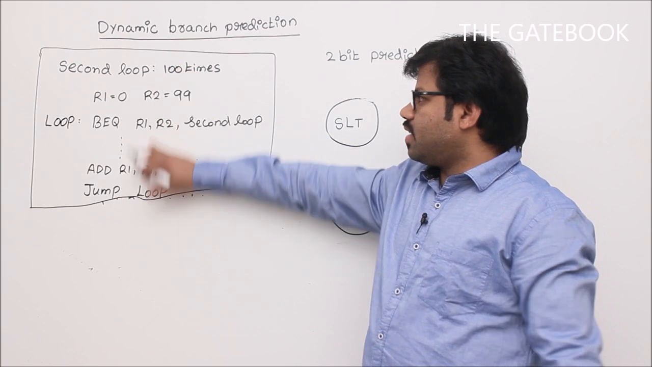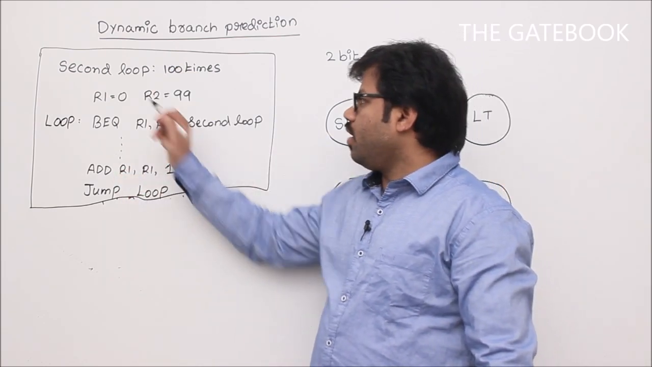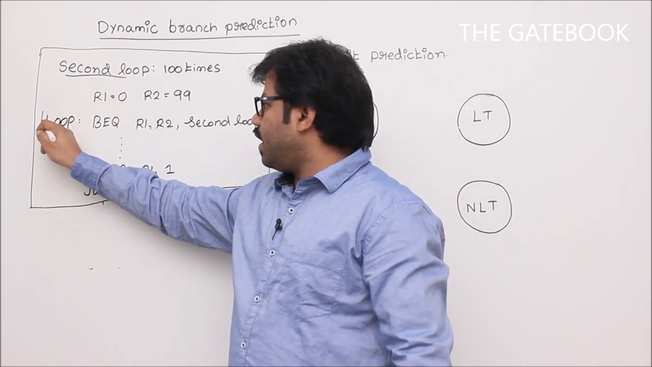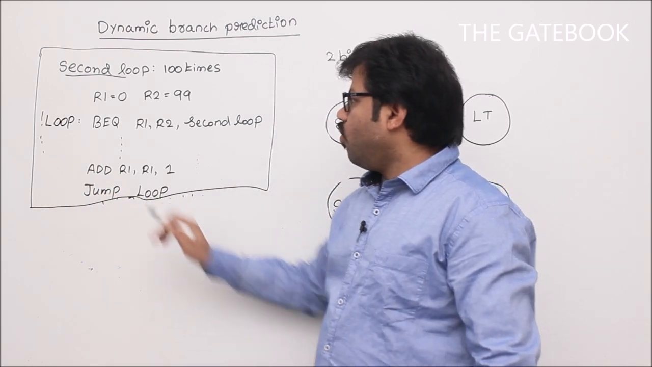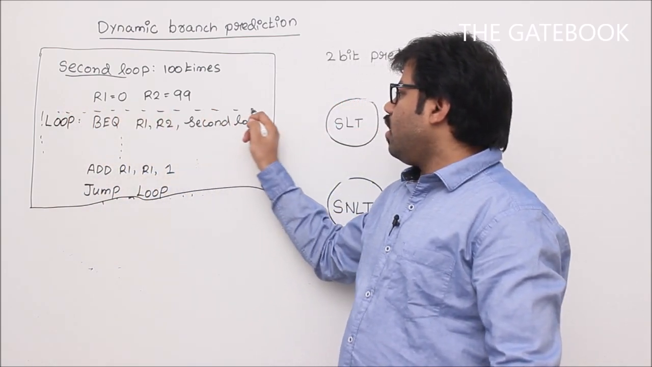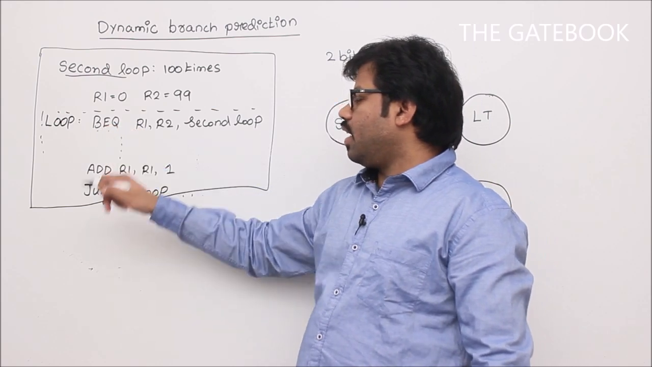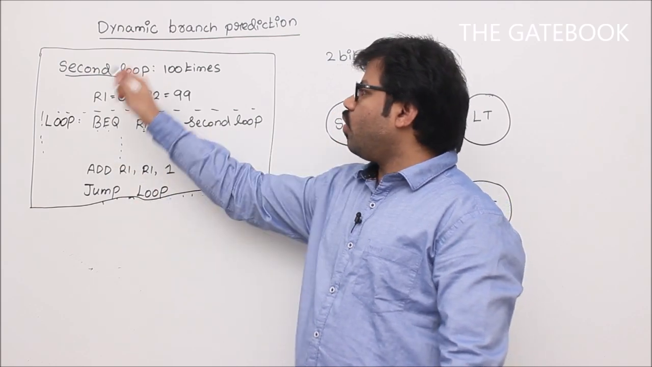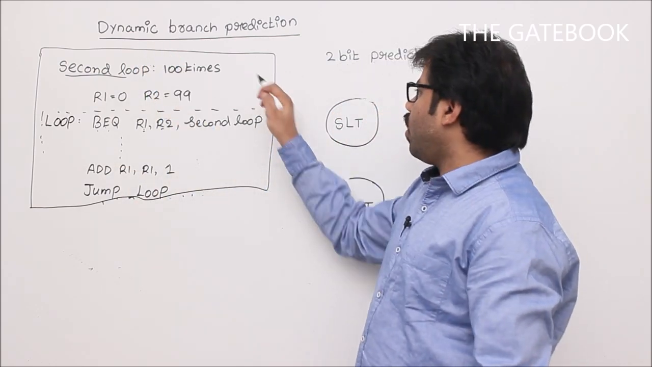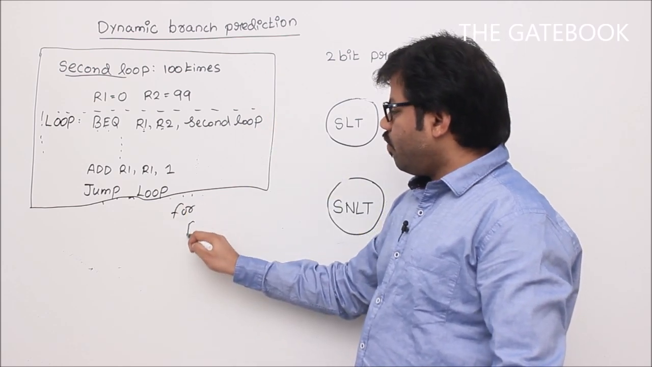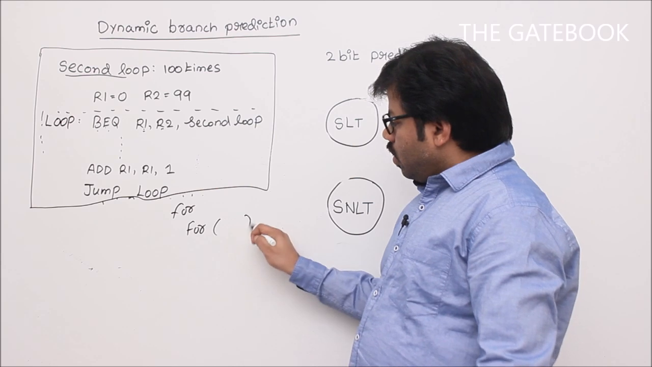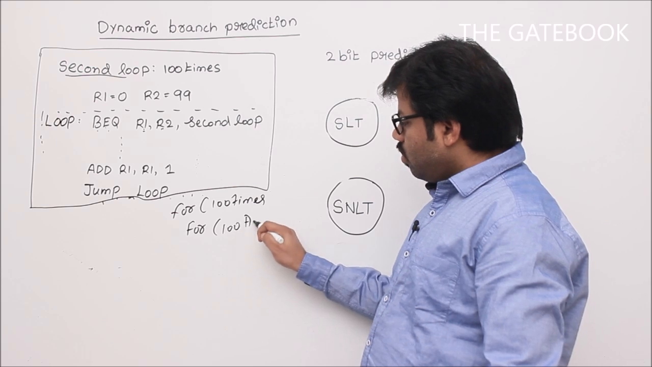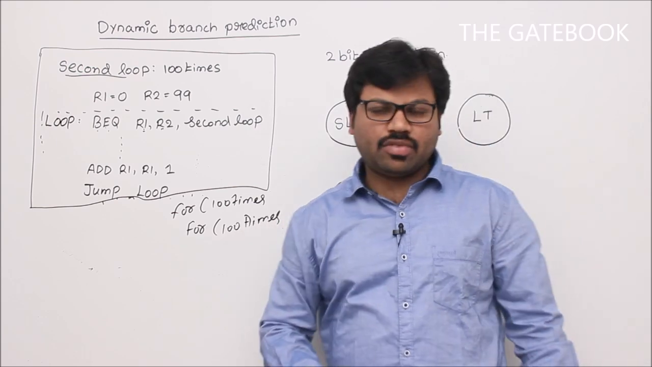For that, take this example. There are two loops, okay? This is the second loop and this is the first loop. This entire thing is the first loop. Let us understand what this loop is doing. In the loop you have a branch-if-equal condition. If R1 and R2 are equal, then we will take the second loop, that means again we are going to the loop. Understand? It is like writing two for loops. The first for is 100 times, the second for is 100 times. You know the concept of writing two for loops of 100 iterations, right?